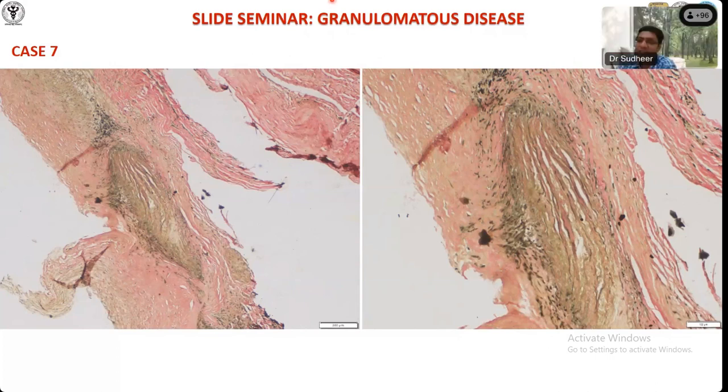So all this leads to weakening of the vessel wall. So you may have aortic luminal narrowing and also aneurysmal dilatation.